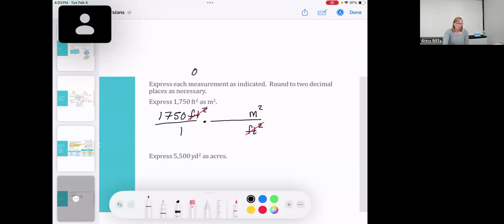And we said that 0.0929 square meters is equal to 1 square foot. So I'm going to put the 1 by the feet, 0.0929 by the meters, because the 0.0929 is in the numerator. I'm going to multiply 1,750 times 0.0929.